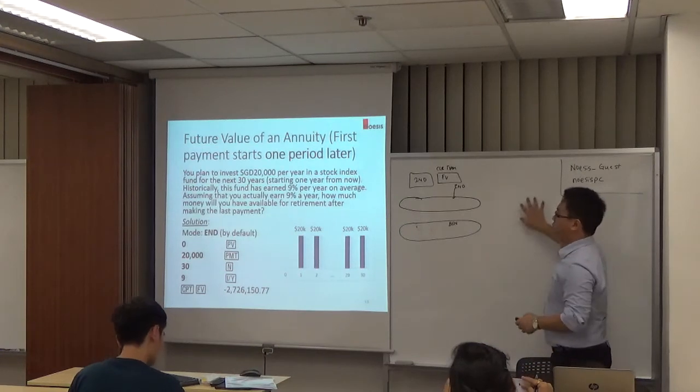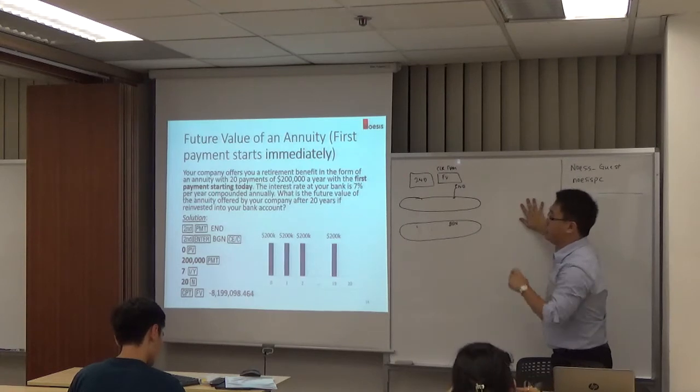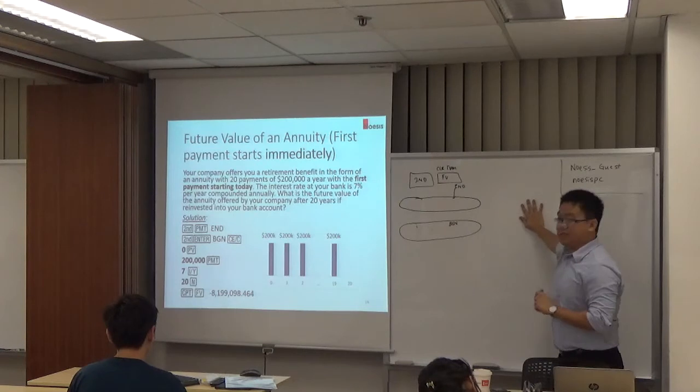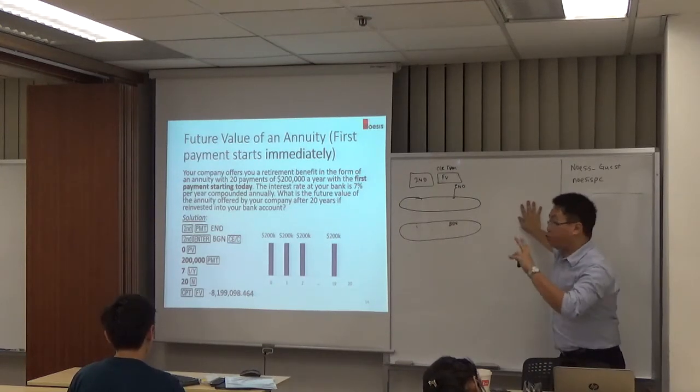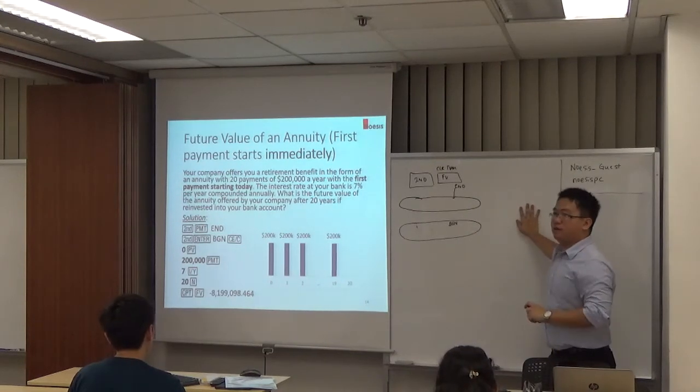Okay, assuming you're okay with this, next one, I will assume that it starts immediately. Now let's look at the question here. Your company offers you a retirement benefit in the form of an annuity with 20 payments of $200,000 a year, with the first payment starting today. It means immediately today I give you $200,000.